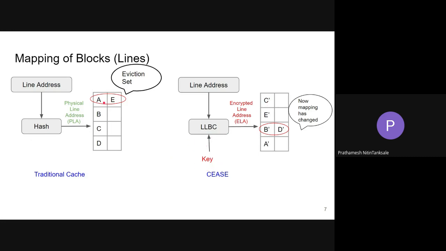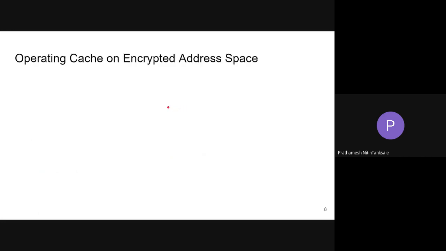Now you can see, earlier the eviction set was A and E, which means blocks A and E were sharing a set, but now blocks B and D are sharing the set, right? If we can somehow transform this cache state into this state, it becomes difficult for an attacker, because if we keep on changing this, it is very difficult to reverse engineer or look for the particular sets which are sharing the block. So let's see how operating the cache on an encrypted address space works.